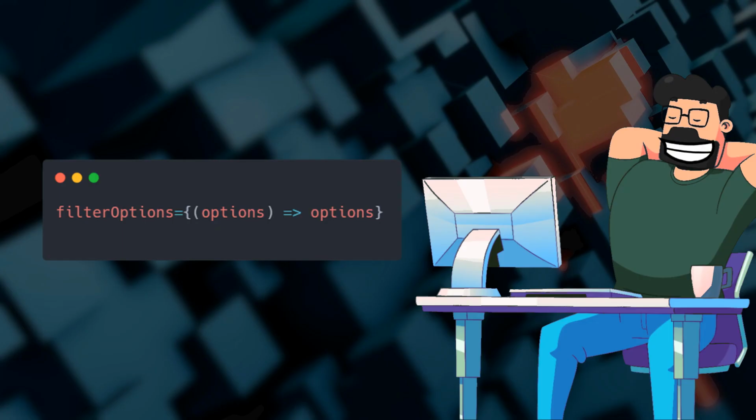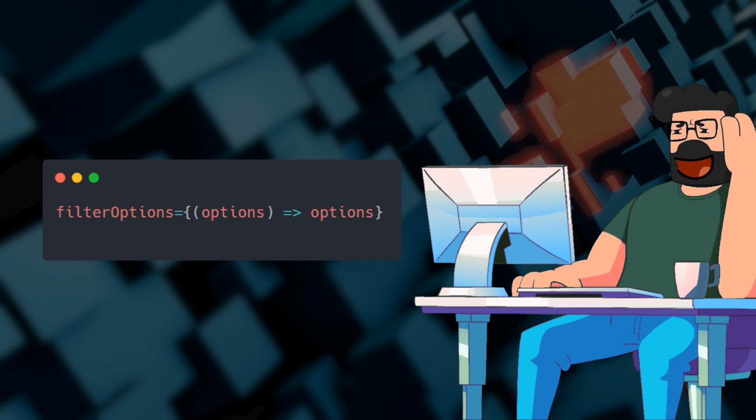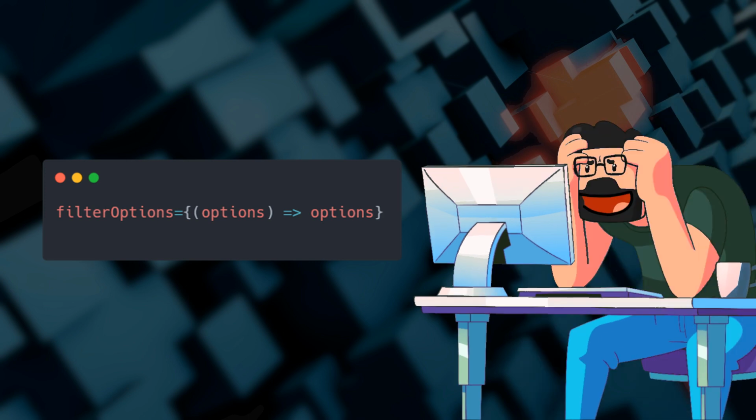And there you have it. By implementing this small tweak, you can seamlessly disable filtering within the MUI Autocomplete component, allowing your users to see all the options at their disposal without any hindrances.